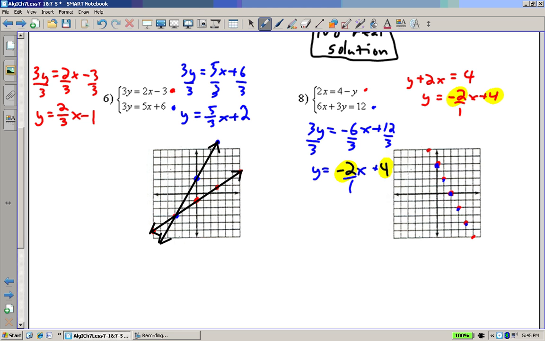Now, the intersection, well, quite frankly, it's everywhere. It's exactly the same line. So there's an infinite number of solutions. We're going to say there are infinitely many solutions.